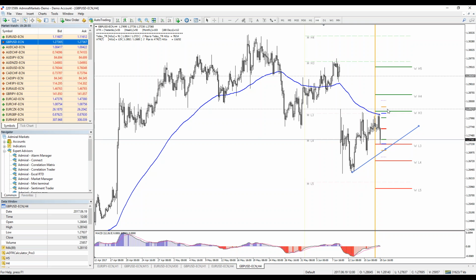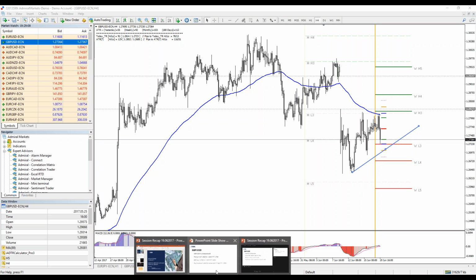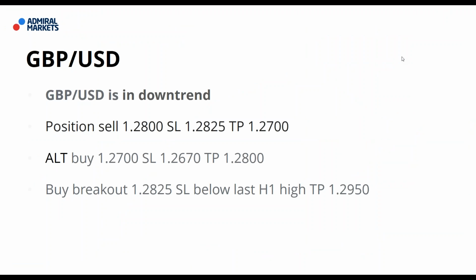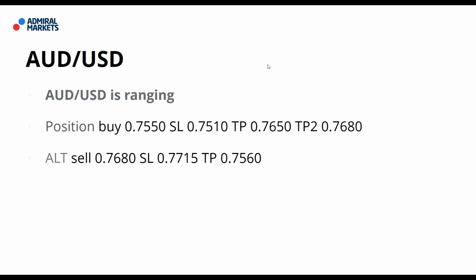But where can we sell it? Of course, we can sell it where historical sellers were. And historical sellers were here in this zone. So this is what you should be watching for, this zone here. So this is pound dollar.